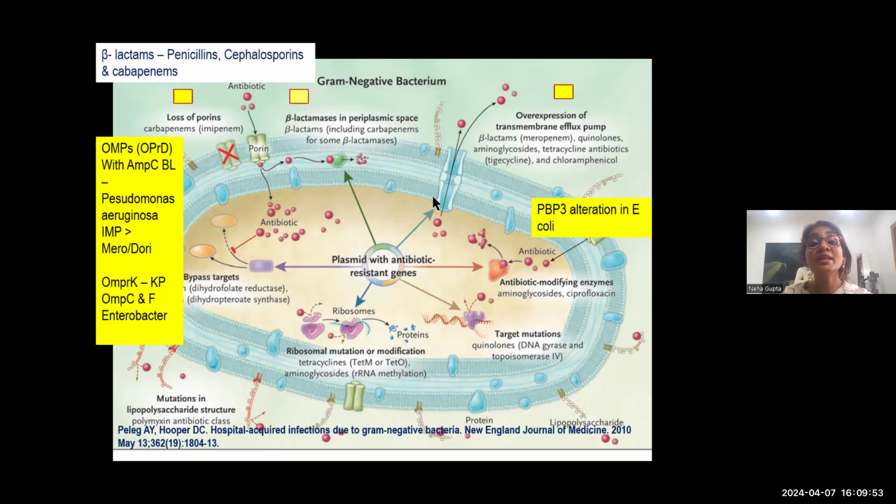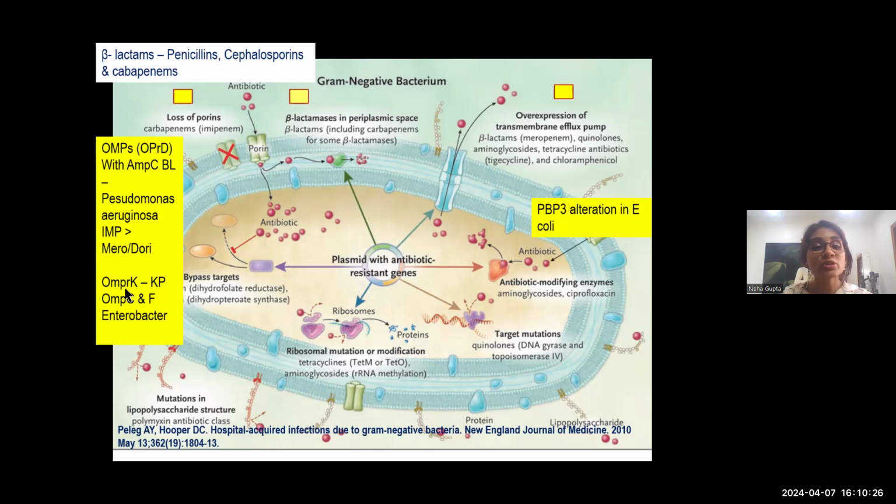Sometimes there can be additional mechanisms of resistance. For example, there can be overexpression of the transmembrane efflux pump, which confers resistance to meropenem. In the case of Pseudomonas aeruginosa, loss of porin channels or downregulation of the outer membrane protein OprD, with the background of AmpC beta-lactamases, will result in more resistance to imipenem as compared to meropenem or doripenem.